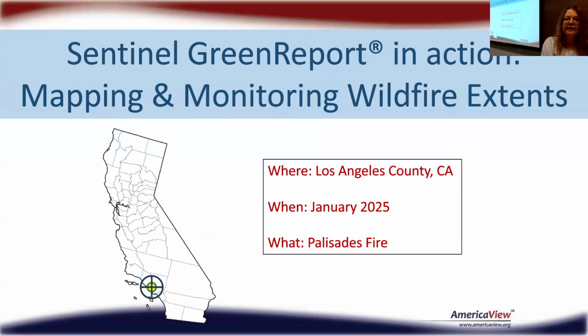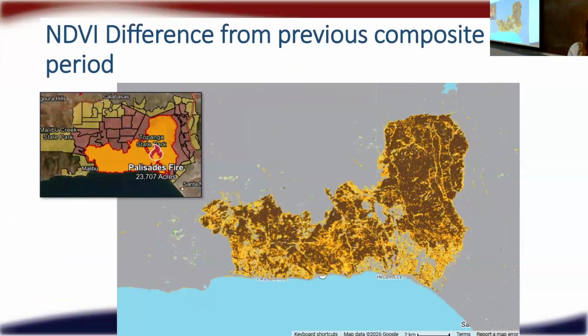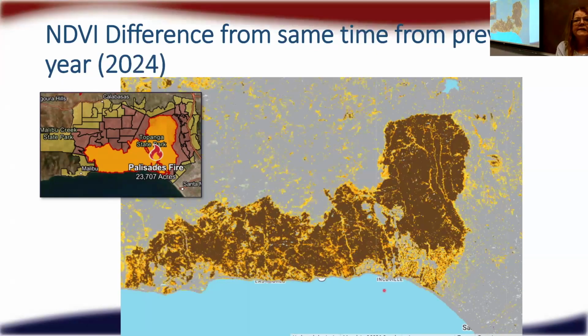Another case study is looking at wildfire extents, and this is the LA Palisades fire in January of 2025. This is the NDVI greenness shortly after the fire. You can see the vegetation damage. The difference from the previous composite period. Difference from the same time from the previous year in 2024.